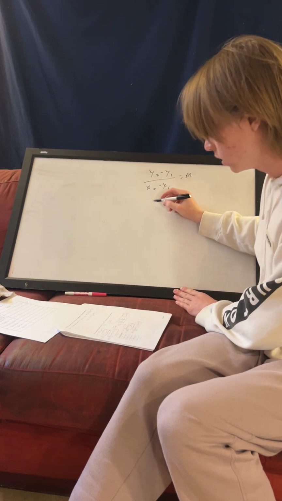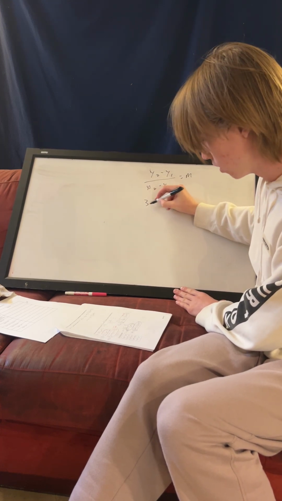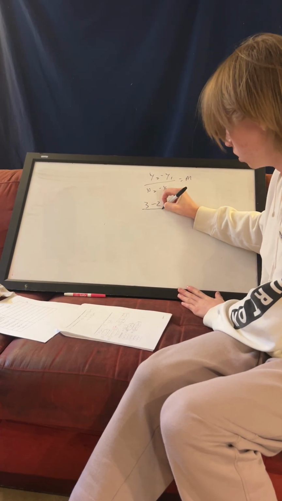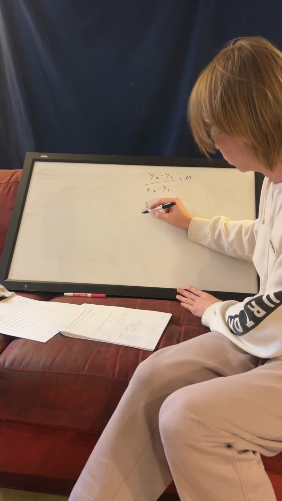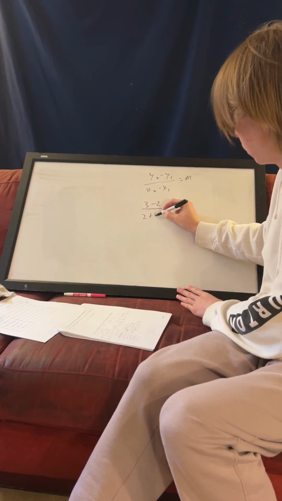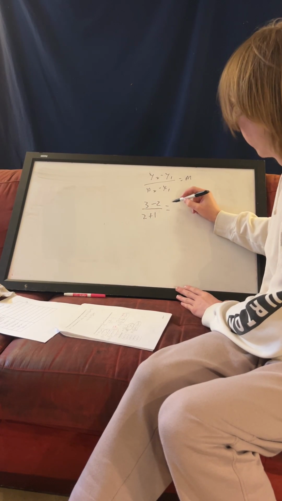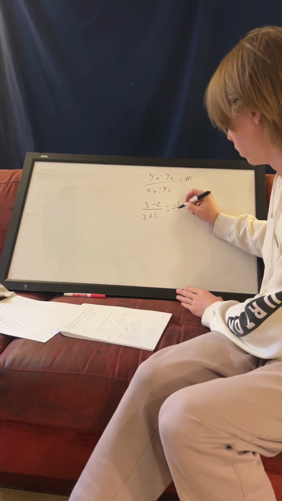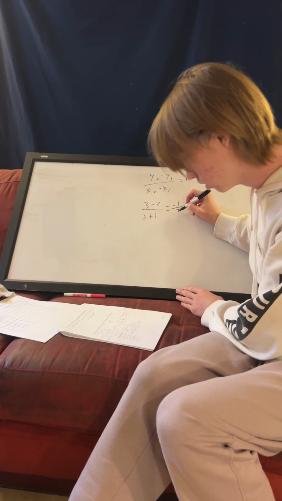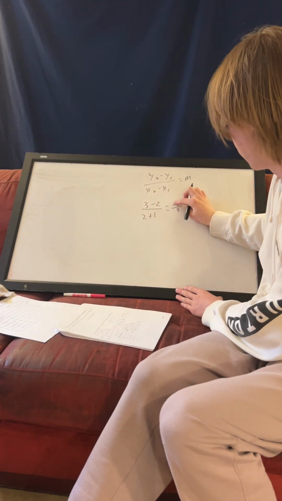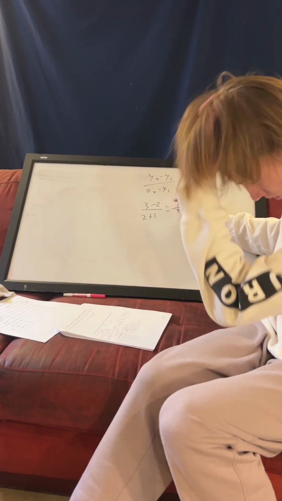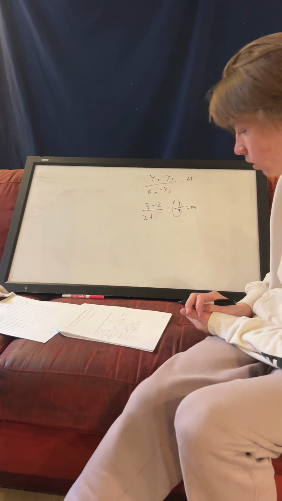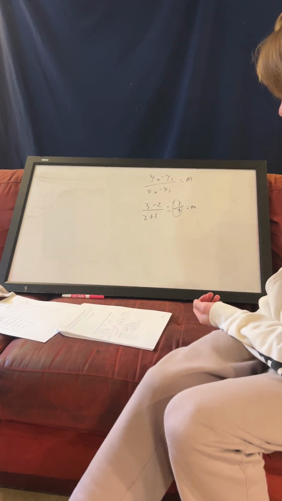slope. So y2 in this case is going to be 3 minus y1 is going to be 2. x2 is 2 minus negative 1, so that's going to be plus 1. And we are given 3 minus 2 is positive 1, 2 plus 1 is 3. So our slope is 1 over 3. Rise 1, run 3.